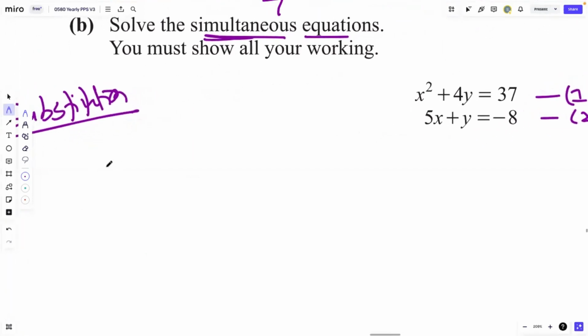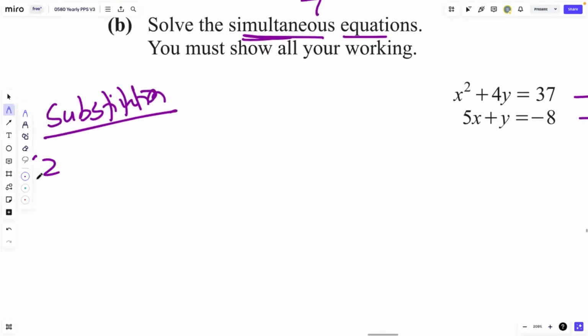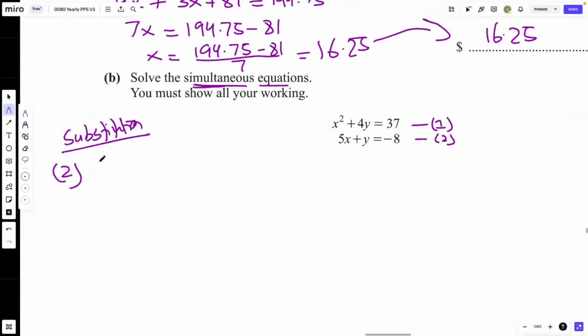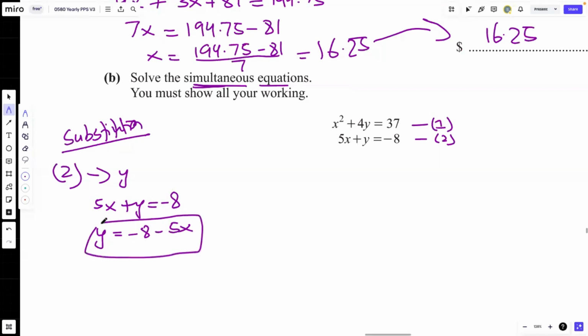Which equation do we take? So let's take equation 2. I'm trying to make y the subject, as that seems easiest. So that's 5x plus y equals minus 7. So y can be isolated by taking the 5x to the other side. So it's just negative 7, negative 5x. And that's your substitution. You can call this 3.